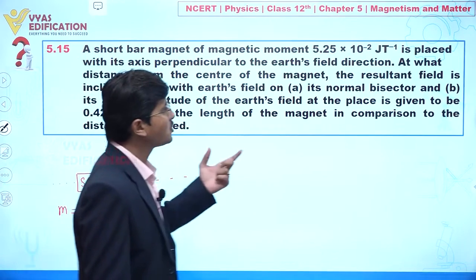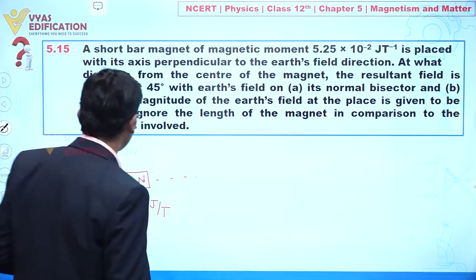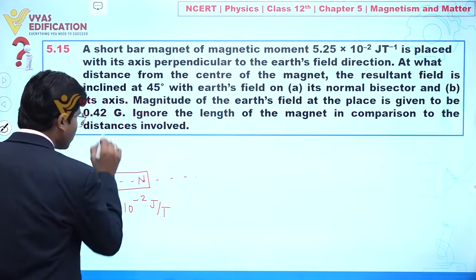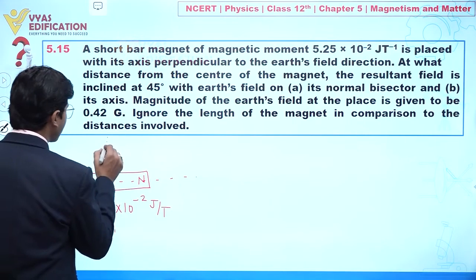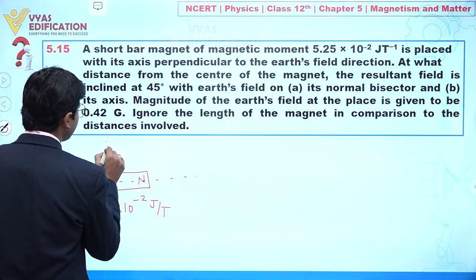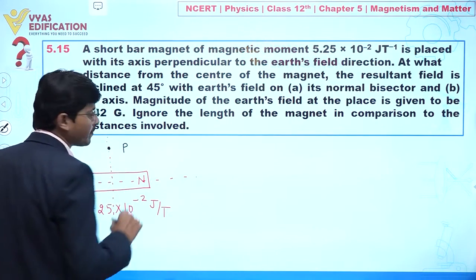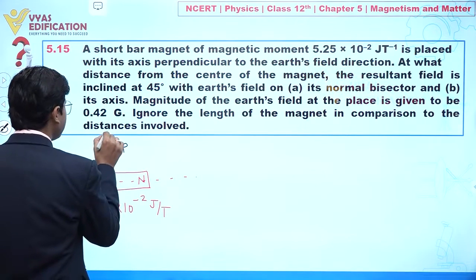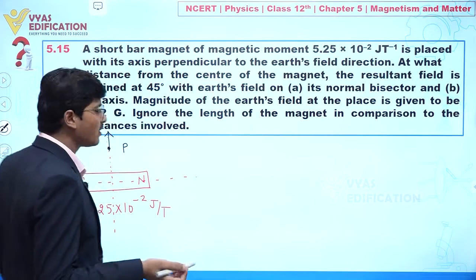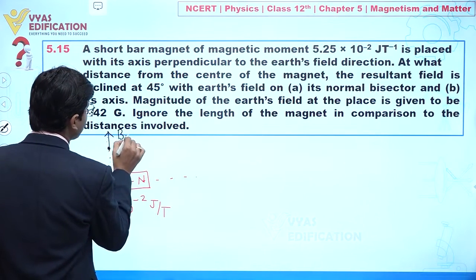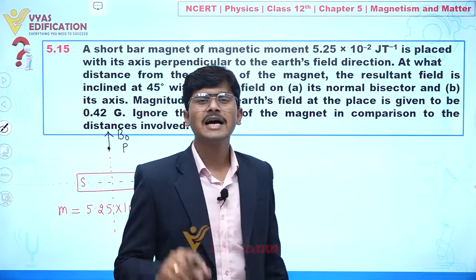Part A, it's the normal bisector, clear? So what is the normal bisector? This line is actually the normal bisector, clear? So let's suppose I'm taking a point here, let's suppose this point is P, clear? And let's suppose in this direction we have the value of B naught. B naught is what? This is the earth's magnetic field.